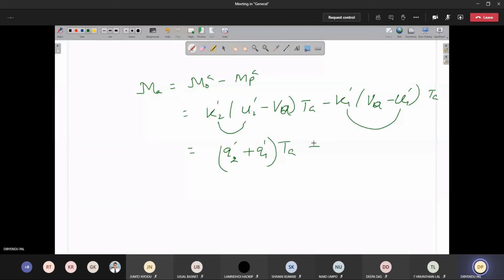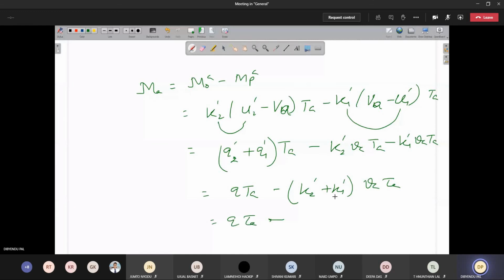Okay, and then minus, if you come here, K2 dash BA TA minus K1 dash BA TA. So here we can say Q into TA. And minus what will be there, K2 dash plus K1 dash BA TA. So Q TA, this is 0, so this is nothing but K.